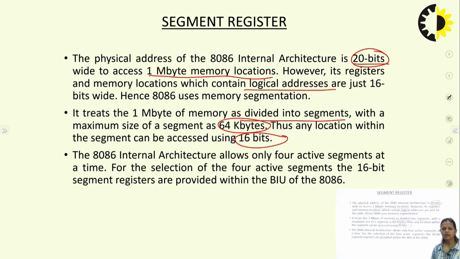So why have we segmented our memory? The idea is so that we can create an address of 16 bits. The 8086 internal architecture allows only 4 active segments at a time, and for selection of the 4 active segments, the 16-bit segment registers are provided within the bus interface unit of the 8086. So for these segments, we require segment registers to store the addresses of the segments.